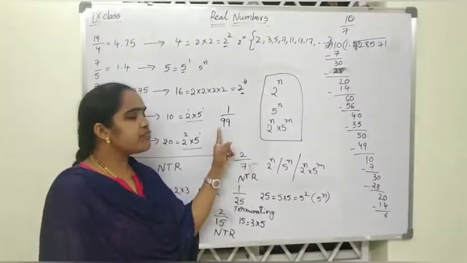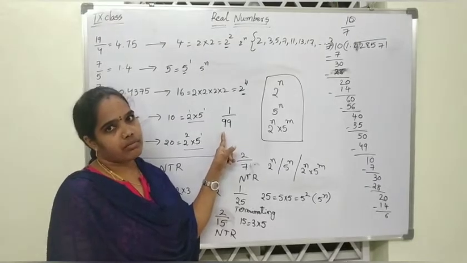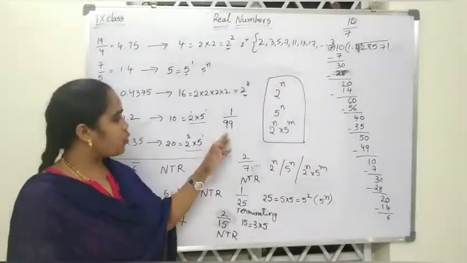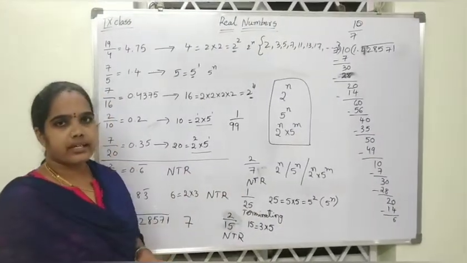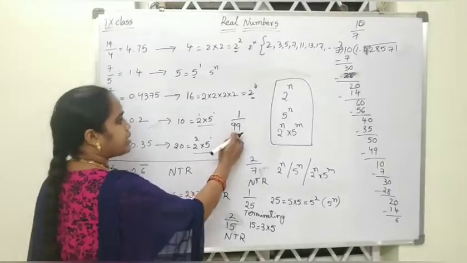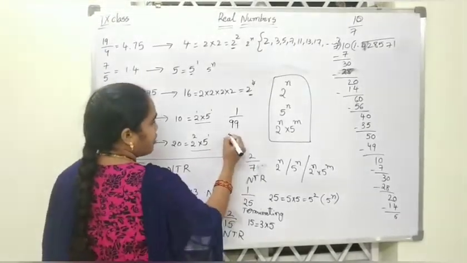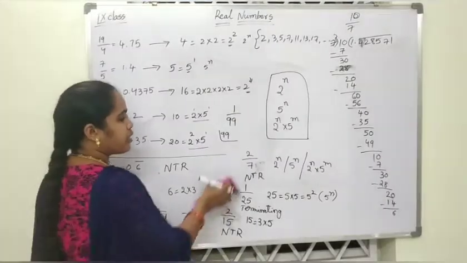One more: 1 by 99. Which type of decimal, terminating or recurring? What do we have to do? See, without division we can say that, no need to do this long division. How is it? How to write 99? First we have to do the prime factorization. I am doing the prime factorization.